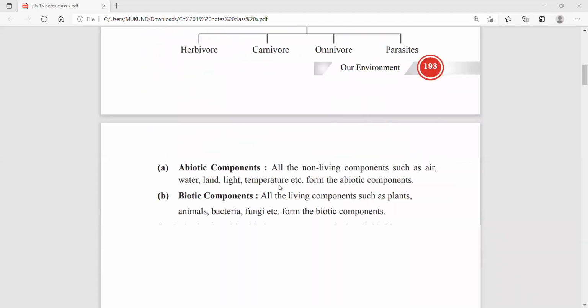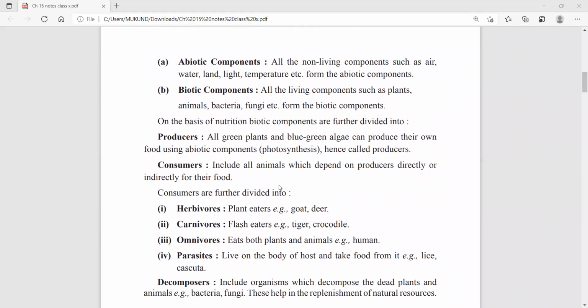So consumers will depend for their food on other organisms, and they are directly or indirectly taking their food from others. Herbivores, plant eaters like goat and deer. Carnivores, flesh eaters. The spellings are wrong here, you can correct it. Flesh is written, it should be flesh eater. Omnivores eat both plants and animals. The best example is human being. And parasites live on the body of the host and take the food from it, like lice and cuscuta. Name one example of a plant parasite.